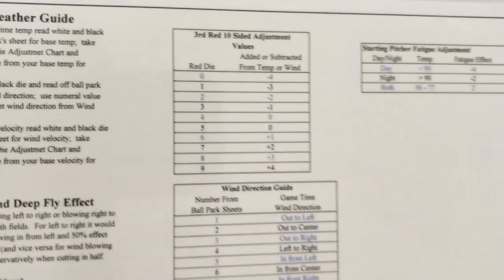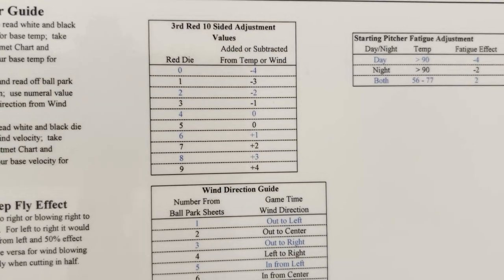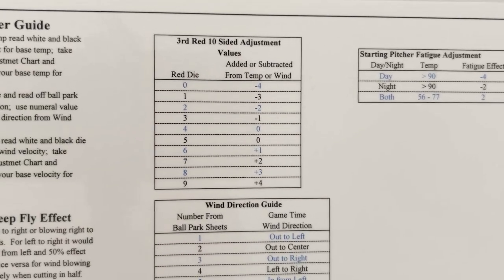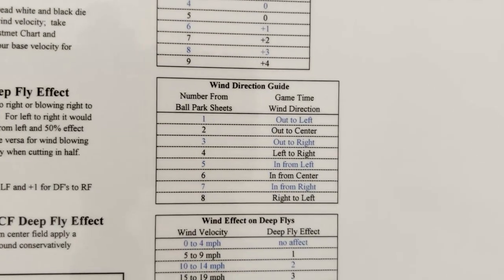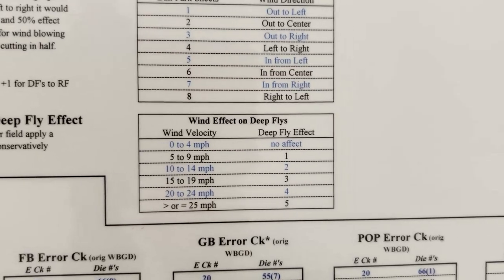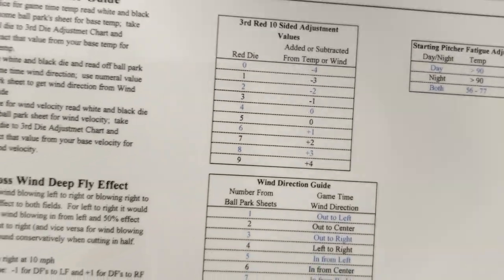The first roll is going to be for the temperature at game time. The second is going to be for the direction of the wind, and then the third is going to be for the strength of the wind. So on this chart here, you have 3 little charts. You have one that tells you when you roll the dice what impact the red die is going to have on the temperature of the wind. The wind direction guide, which is on the second roll, and then the wind effect on deep flies. Once you get what the wind speed and direction is, you can see how it's going to impact the deep flies.